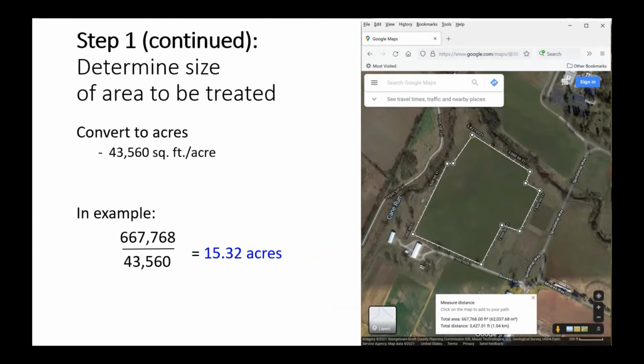The plot we're looking at here is 667,768 square feet. So to get the number of acres, we'll divide that number by 43,560, which is the number of square feet in 1 acre. This gives us a result of 15.32 acres total.